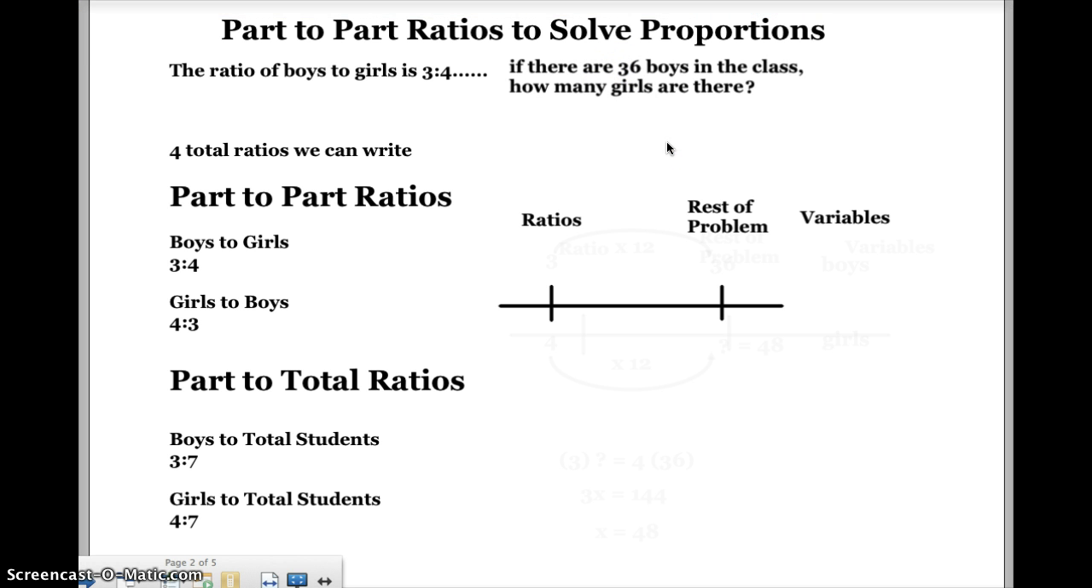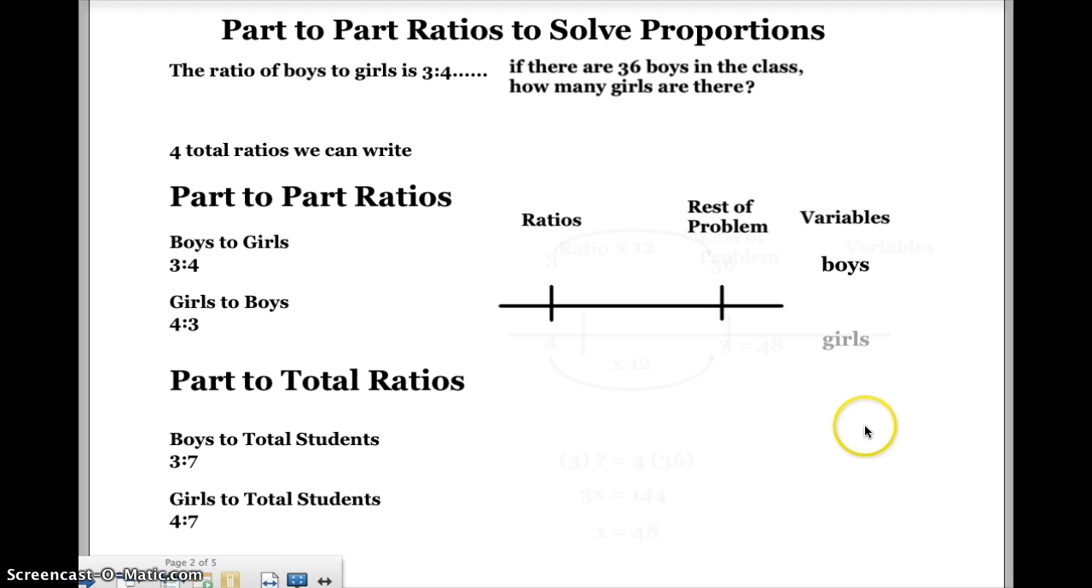The ratio of boys to girls is 3 to 4. If there are 36 boys in the class, how many girls are there? Now, the rest of the problem is going to help me find my variables and set up the proportion. The two variables in the rest of the problem are going to be boys and girls. So those are the variables I'm going to put in my double number line.